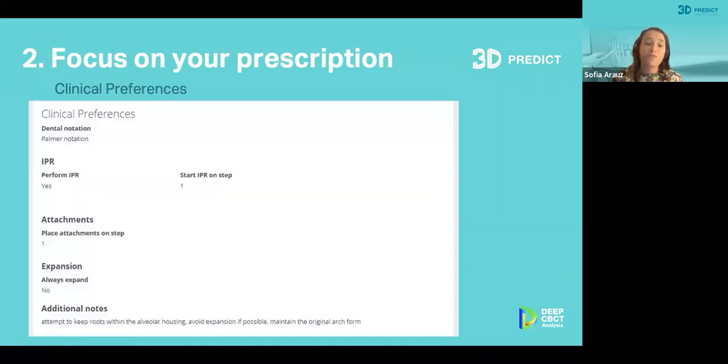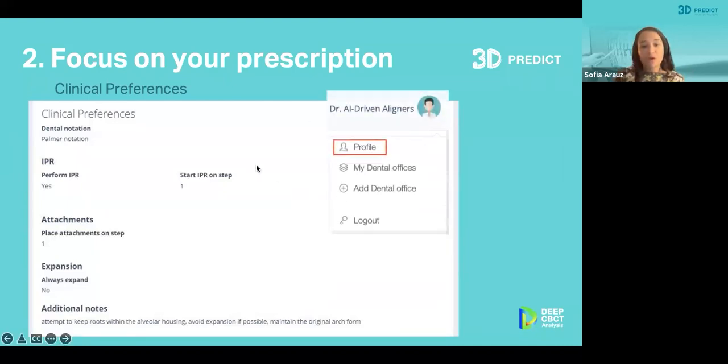The second point is to focus on your prescription. And the first part of your prescription is your clinical preferences. So if you go to your doctor's account and you go to your profile, you're going to see a section that says clinical preferences. If you have clinical preferences for all your cases, for example, some doctors said, I never want to place attachments on first step. I never want to do it. It just causes more issues for my patients with removal or insertion of trays because we're adding more retention, obviously.